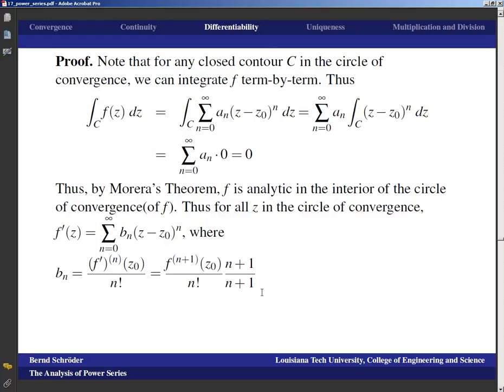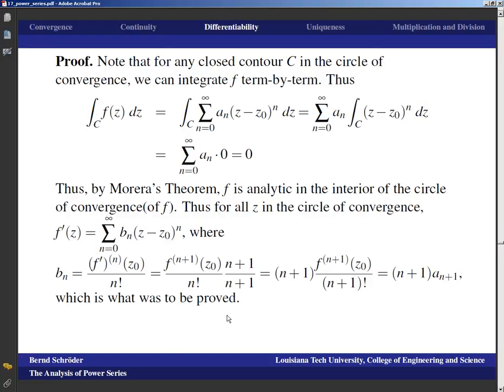Now we expand with n plus 1, and we get n plus 1 times the n plus first derivative of f at z0 divided by n plus 1 factorial. And that's n plus 1 times a_(n+1). And, well, that is exactly what we wanted to have, right? Because if b_n is (n plus 1) a_(n+1), then we just do an index shift, and we have what we wanted to prove. I didn't include the index shift here. The index shift is k equals n plus 1.